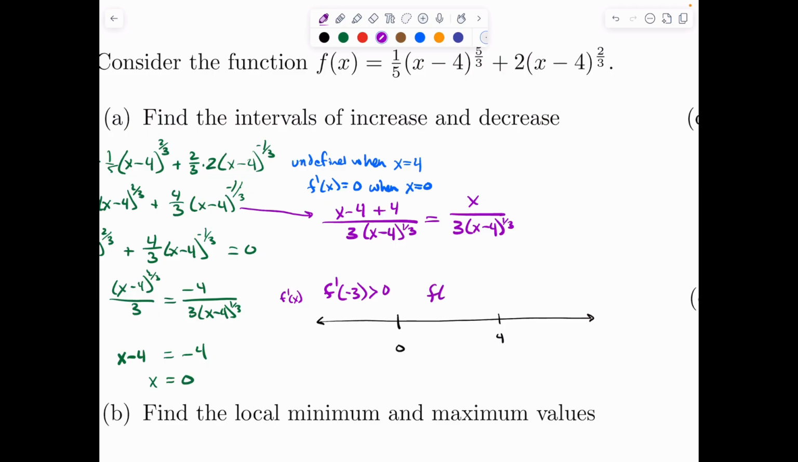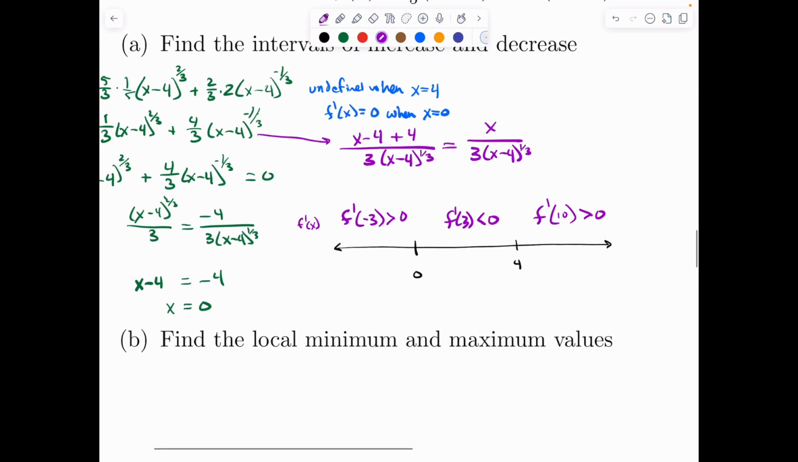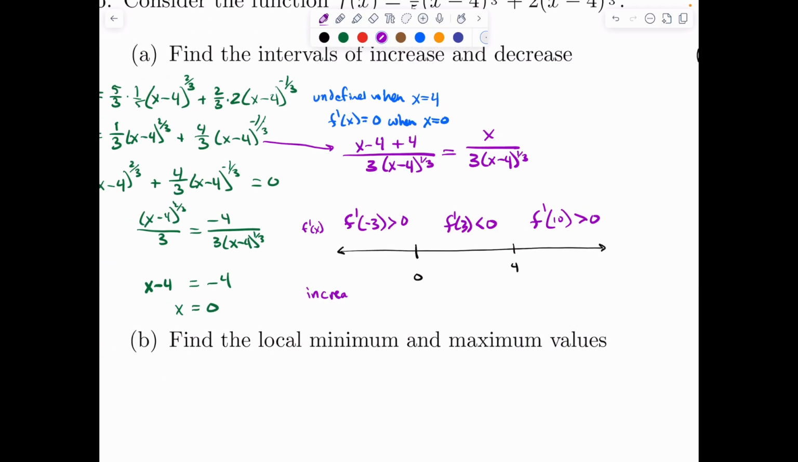So then we can do f prime of 3 now. Here we'll have a positive number over a negative number, which is going to be less than 0. And then f prime of, pick a number bigger than 4, like 10. That'll be positive over positive, which is greater than 0. So this will be increasing from negative infinity to 0 and from 4 to infinity, and decreasing from 0 to 4.